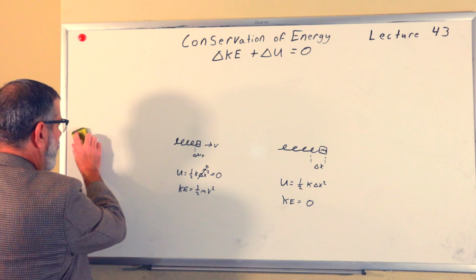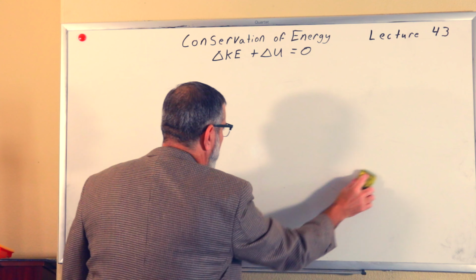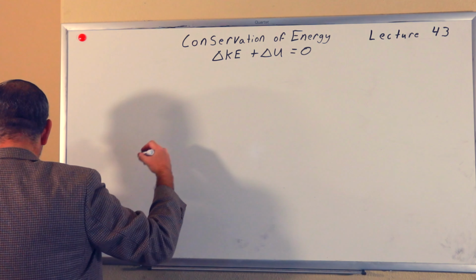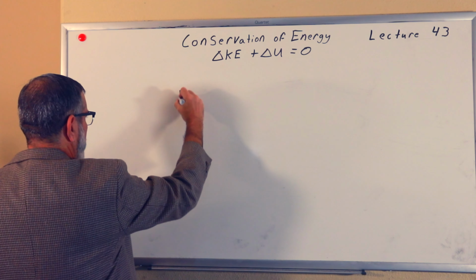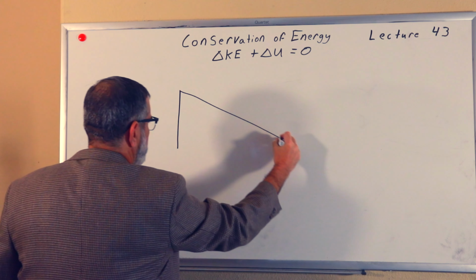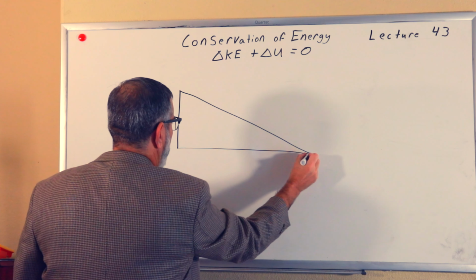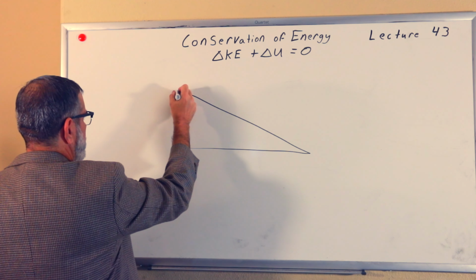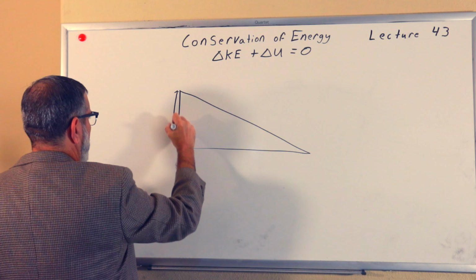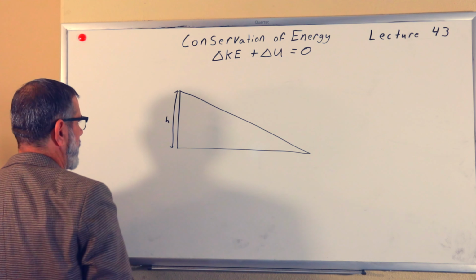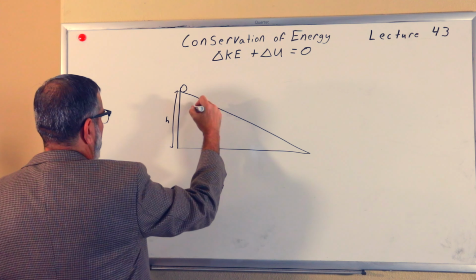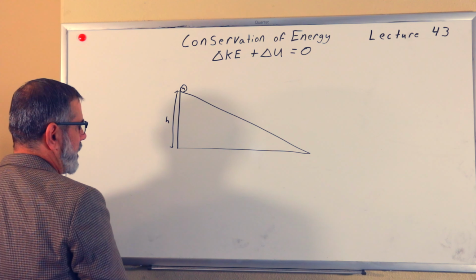All right, now let's look at a ramp or an inclined plane. I'm going to do the diagrams a little bit differently for this one. So here's my incline, and we'll say that this distance here is some height h. And I'll put my little ball of mass m at the top, and then I'll release it.